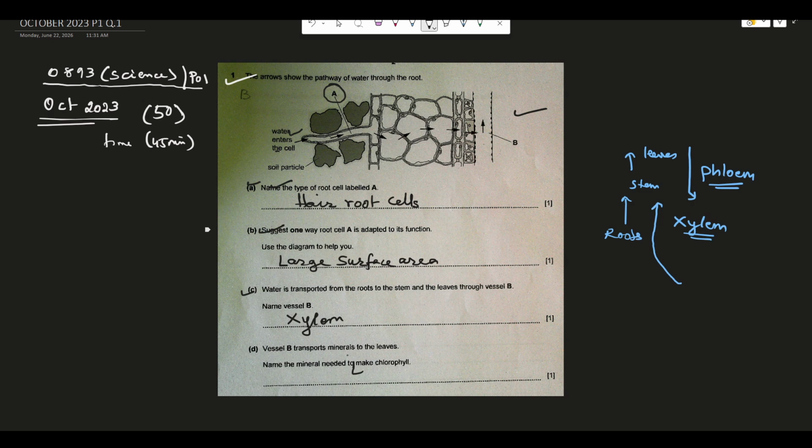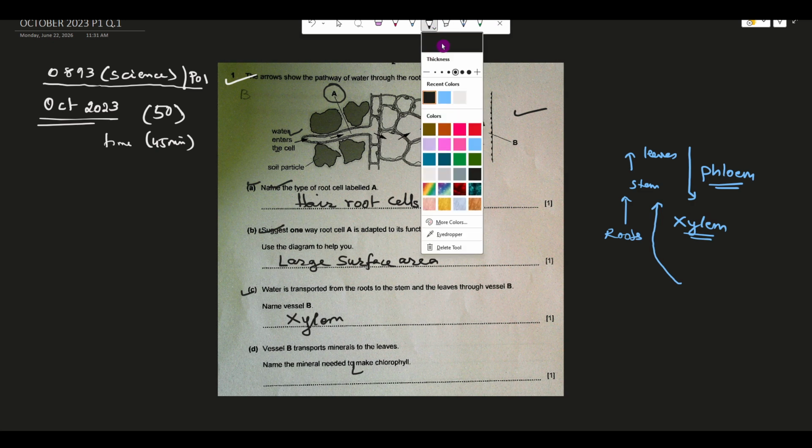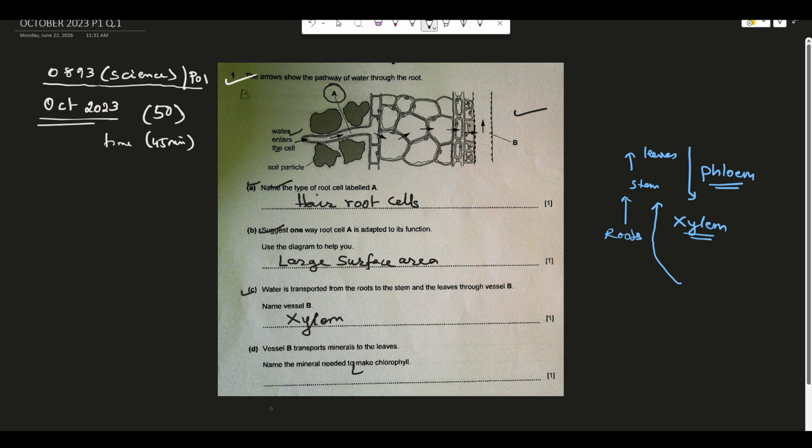Next question, question D. Vessel B transports minerals to the leaves. As I told you, through xylem, water and other minerals are taken from the roots and carried to different parts of the plant. So these vessels are known as xylem. So this xylem, vessel B, transports minerals to the leaves.